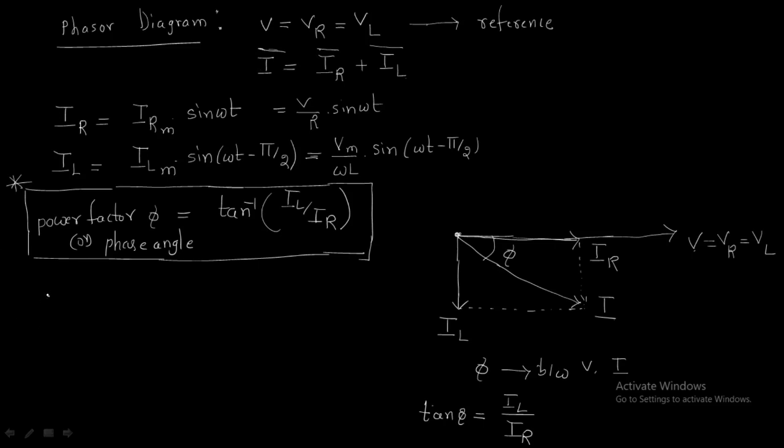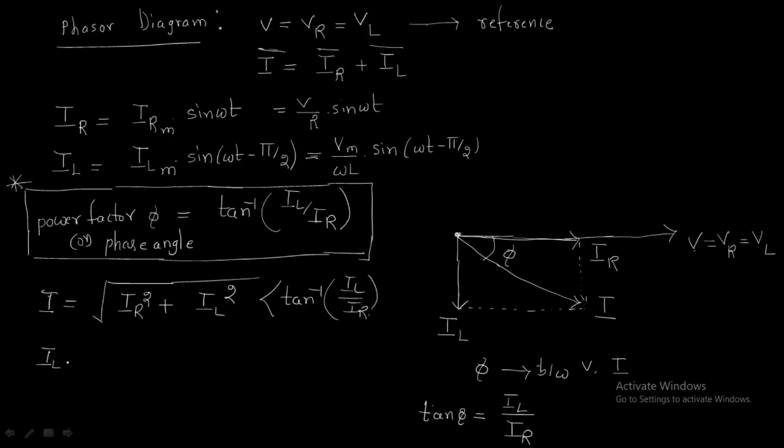The supply current magnitude I equals the square root of the magnitude of resistive current squared plus the magnitude of inductive current squared. And the phase angle is at an angle of tan inverse of IL by IR. We can find it like this, and we can write the equation IL by IR.